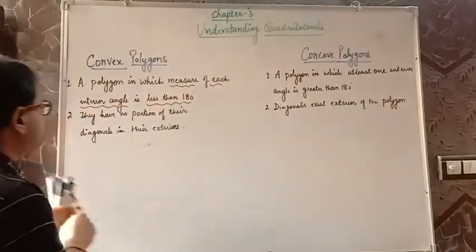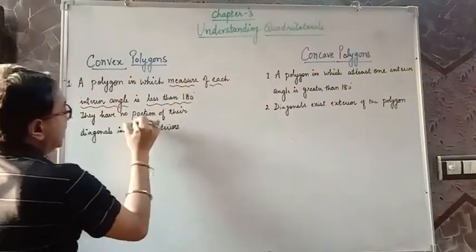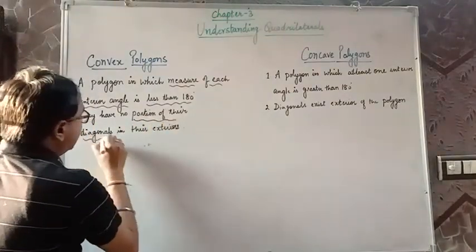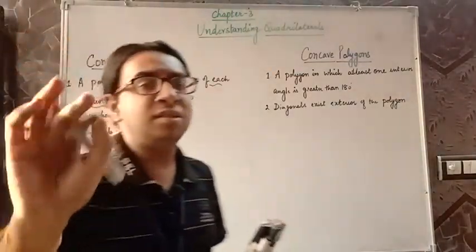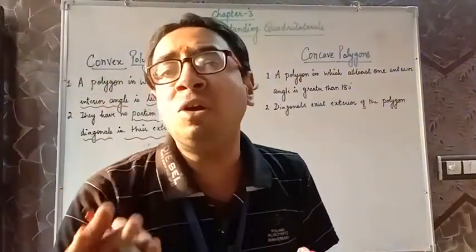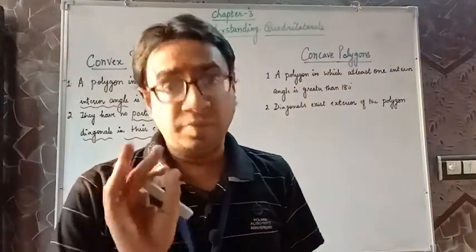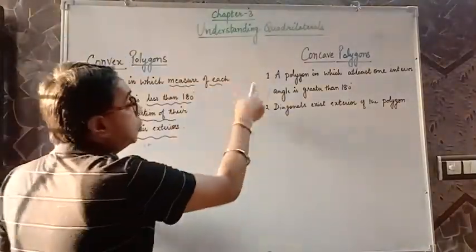Clear? Now, the next important thing is they have no portion of their diagonals in their exteriors. Means, if we draw the diagonals, the diagonals must not be exterior to the polygon. We'll discuss this.